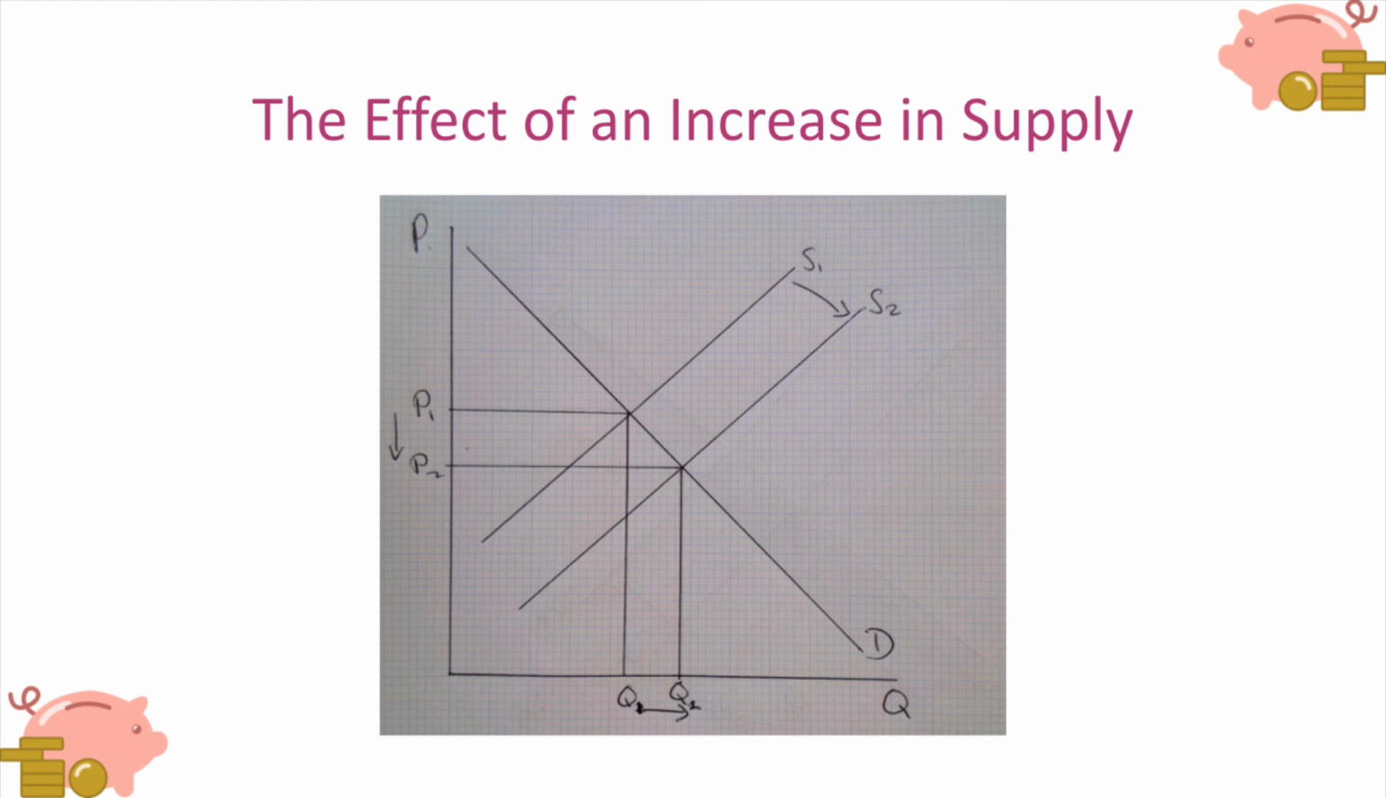On this diagram, we've got an increase in supply, and that's going to cause the price to fall and the quantity to rise. Okay? So an increase in supply will cause the quantity traded to increase, but the price to fall.